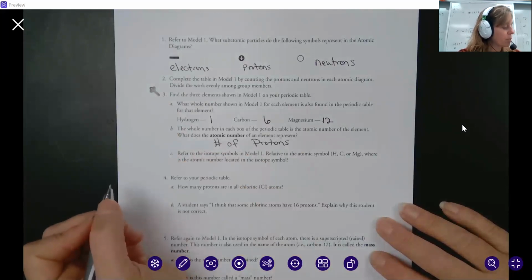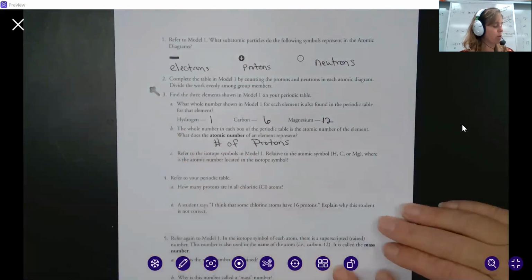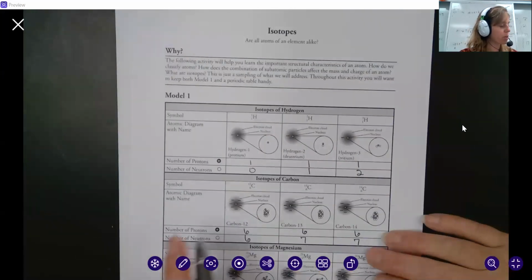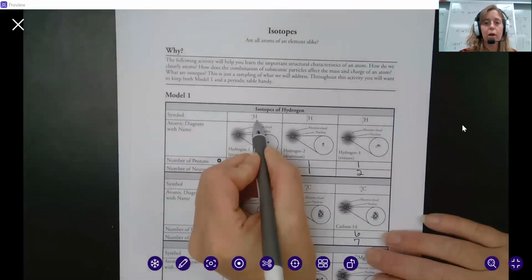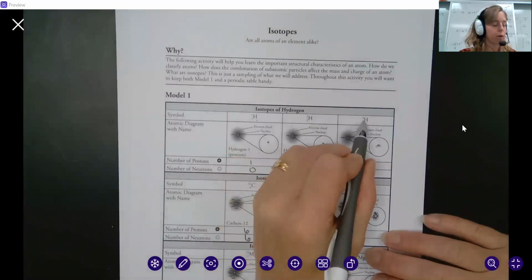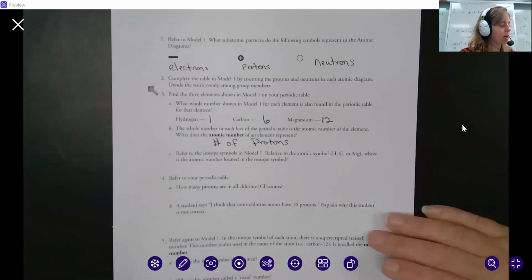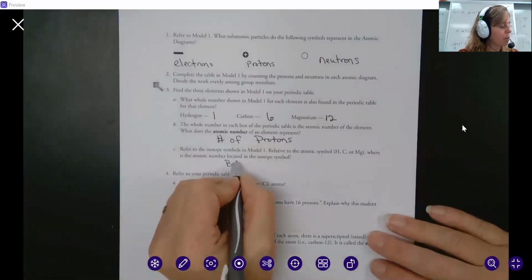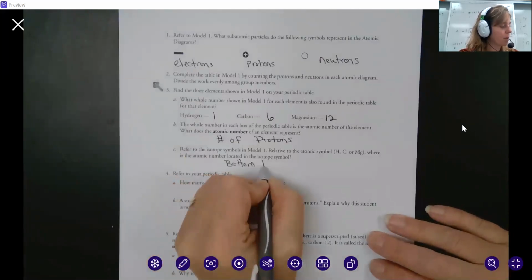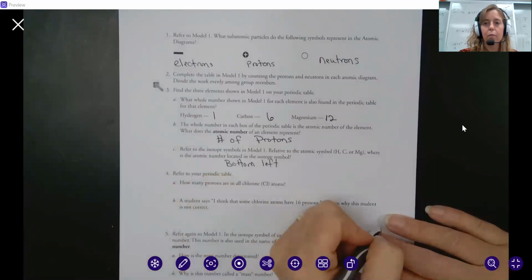Then it says refer to the isotope symbols in model 1. Relative to the atomic symbol H, C, or Mg, where is the atomic number located in the isotope symbol? Remember, the isotope symbol is up here, okay? So where is the atomic number located for each of the isotopes? It is located in the bottom left, okay? Bottom left.